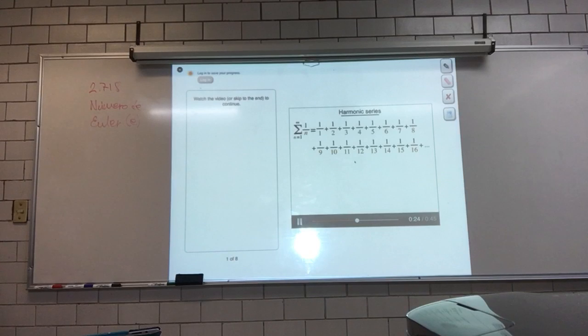Let's compare the harmonic series to another series, which we'll write here in blue. This other series will be 1 over 1, plus 1 over 2, plus 2 terms of the 1 over 4, plus 4 terms of the 1 over 8, plus 8 terms of the 1 over 16, and so on. For this blue series, what would be the next group of terms after these 1 over 16 terms?